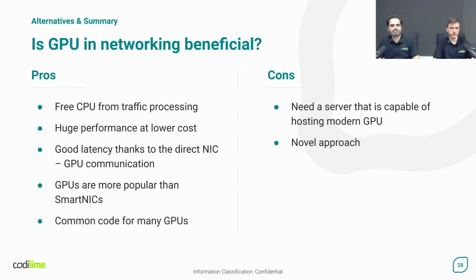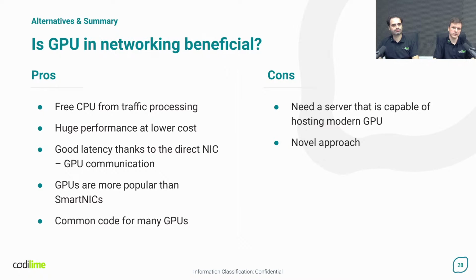Okay, so are GPUs suitable for networking? We have several advantages. First, we can free some CPU cores from traffic processing and use these cores for other purposes, for example, assigning them to virtual machines. And next, we can get a huge performance boost at much lower cost compared to the CPU setup. Also, thanks to this direct NIC to GPU communication, we can get quite good latency.